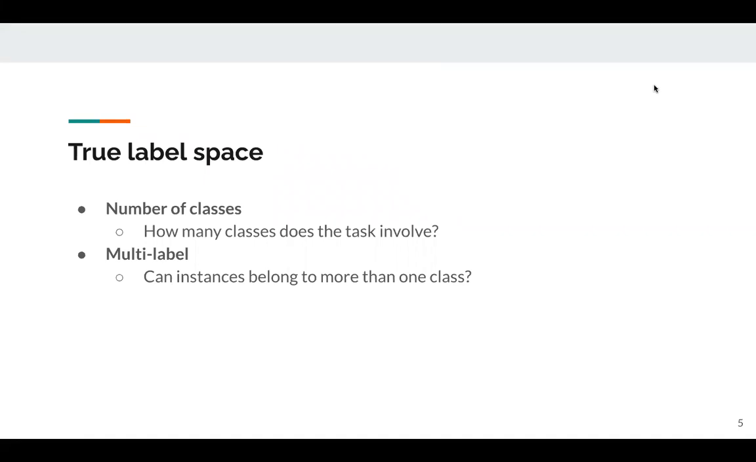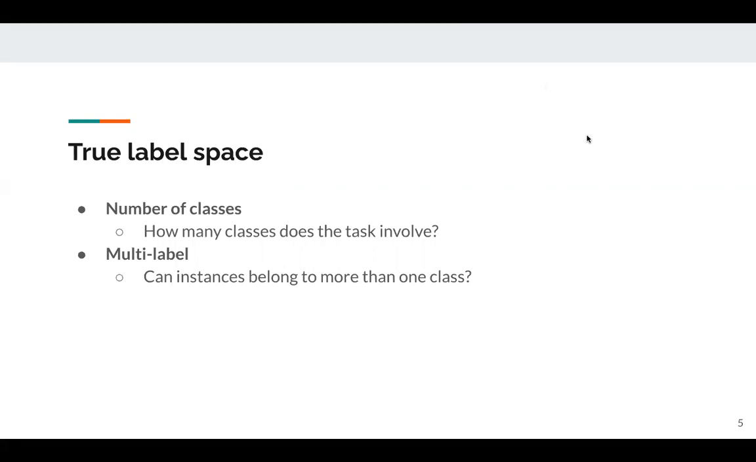We first discuss the true label space. We consider 2 dimensions for describing the true label space. First, the number of classes, and second, whether the dataset is multi-label or not. The first one is straightforward and is concerned with how many classes the task involves. For example, it can be binary or multi-class. The second one is concerned with whether every instance is associated with 1 or more classes.